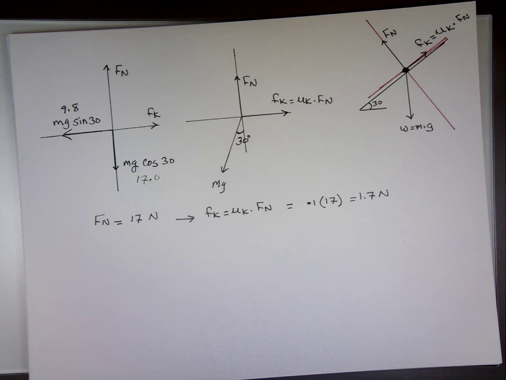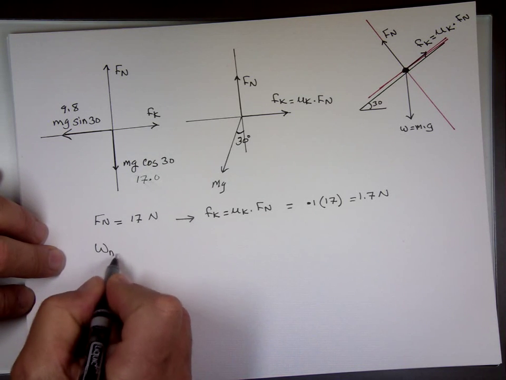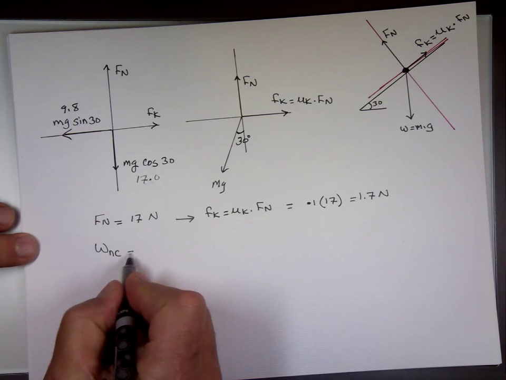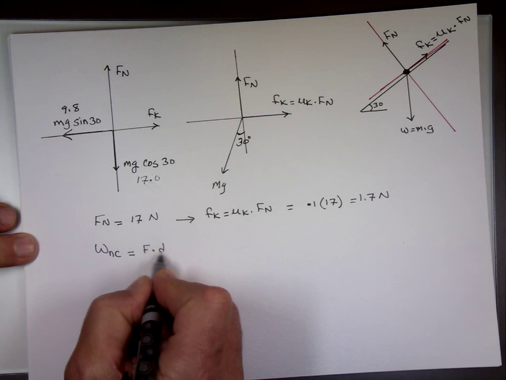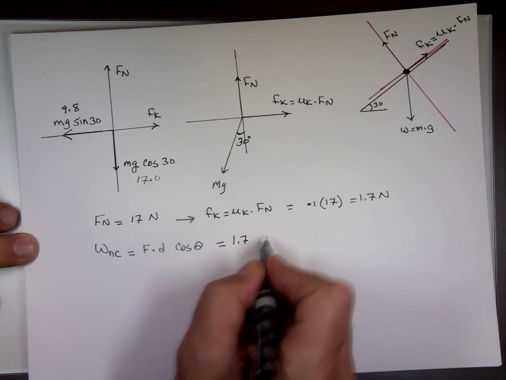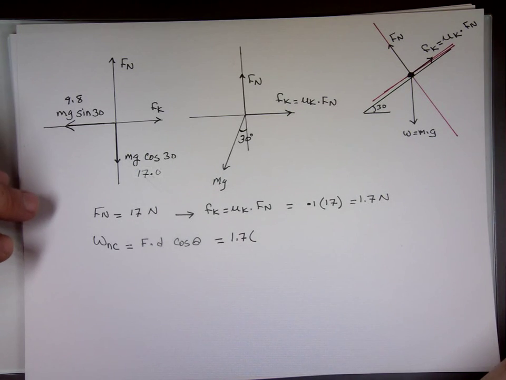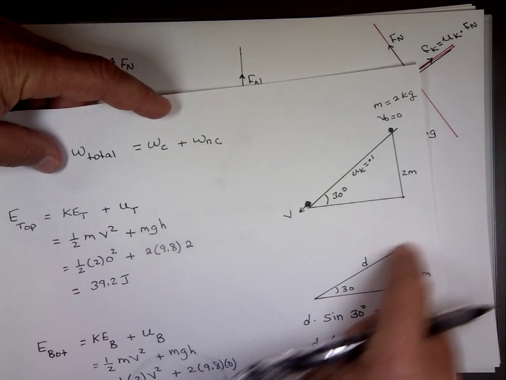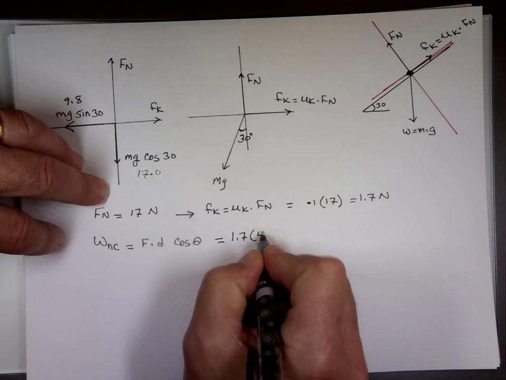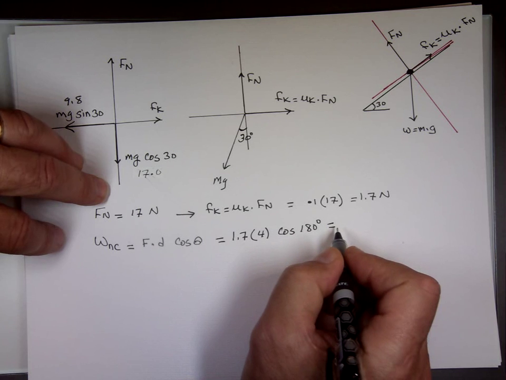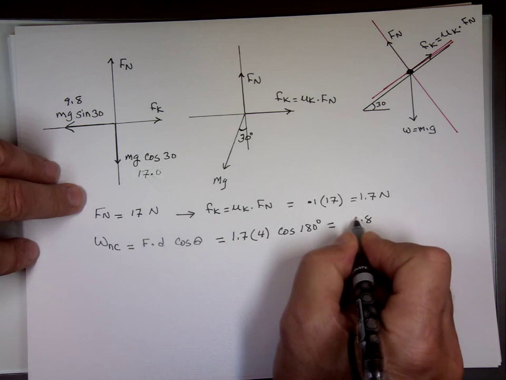So what is the work done by the friction, the non-conservative force? Well, work is force times distance. Work, if you remember, is F times D times cosine theta. The force is 1.7. The distance traveled, we just calculated that. The friction force acted over 4 meters. You slid from the top to the bottom. That distance was 4 meters. That's why we calculated that. Times cosine 180 degrees. And that would make it a negative number. 6.8 negative.